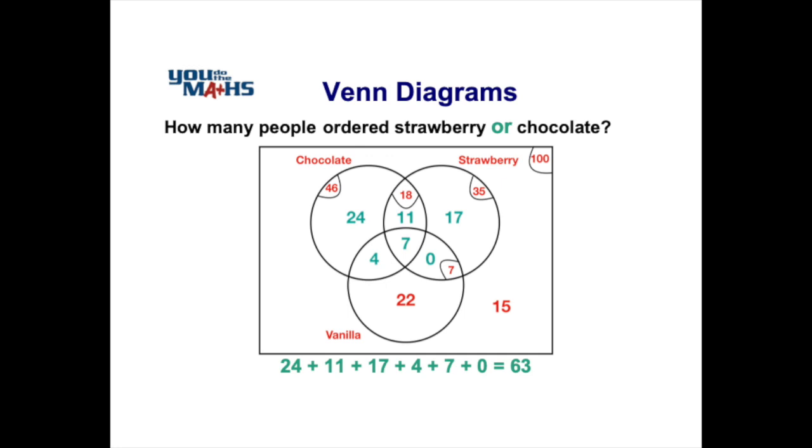It's important to note that while some of those numbers are in the vanilla circle as well, that's not really an issue for this question, because the question's just focusing on how many people ordered chocolate or the strawberry flavours, so we're worried about the numbers in the chocolate and strawberry circles. There are many more questions that could be asked of a Venn diagram such as this one, but it's important to note the keywords, and the sorts of words you're looking for are words like and, or, only, or not.